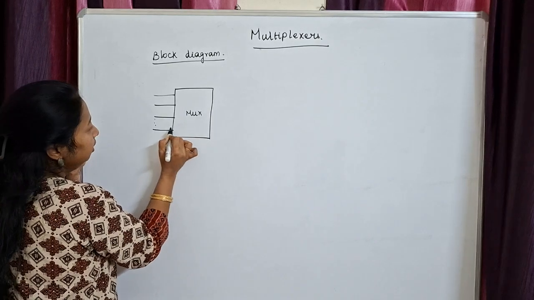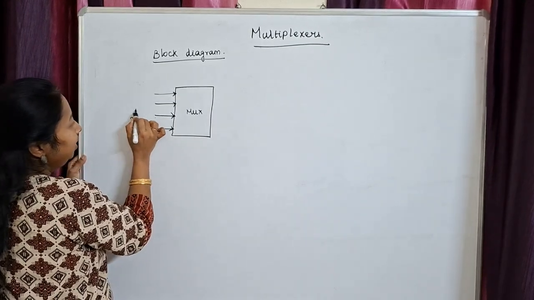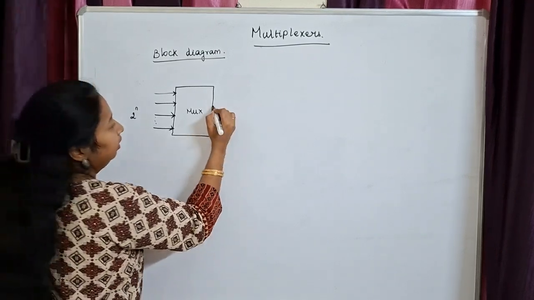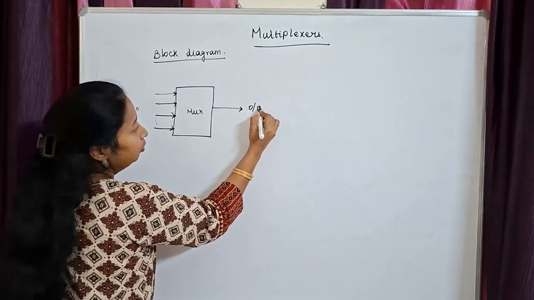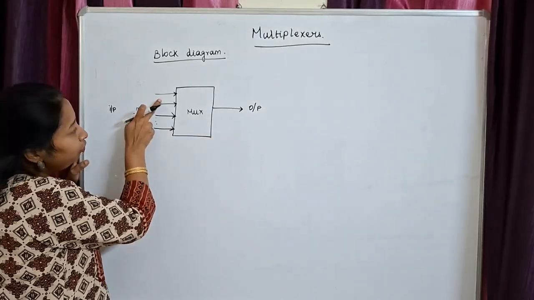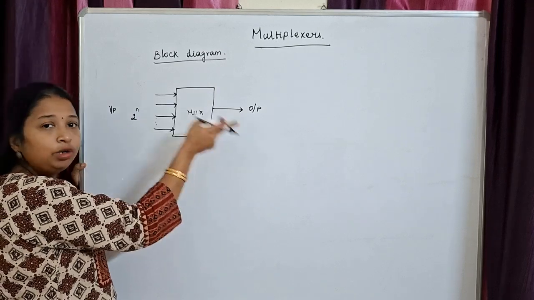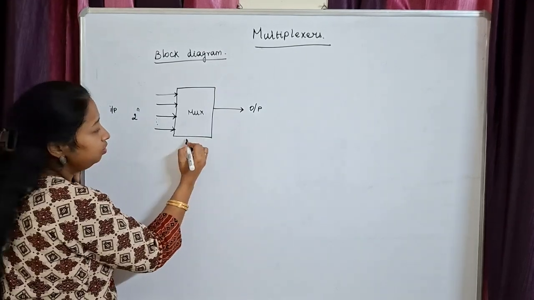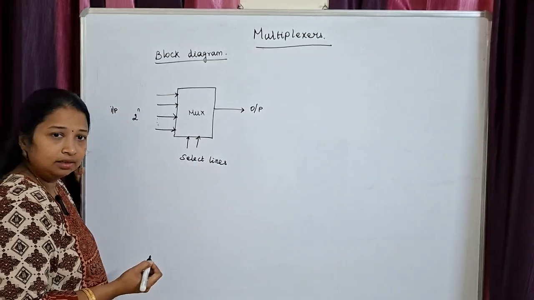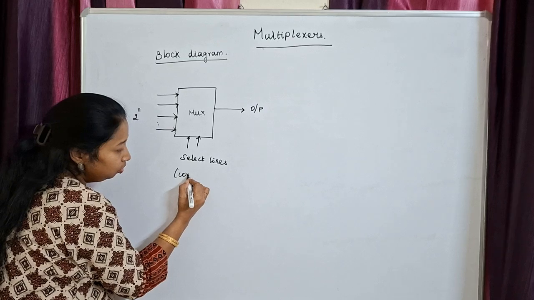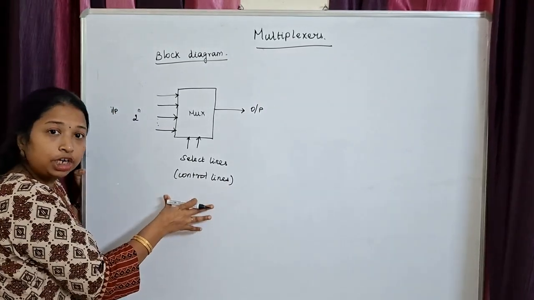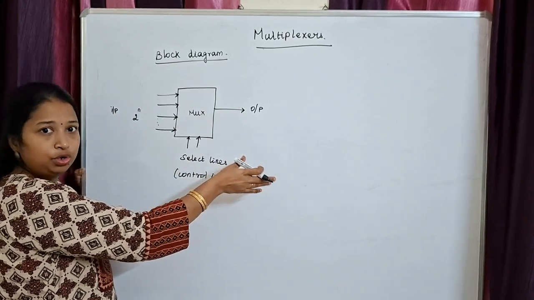Multiplexer can handle 2 power n inputs, multiple inputs. Clear? And it will give you only a single output. This is my input and this is my output. Which input has to be routed to your output is based on your select lines. These are also called control lines, because these lines control which input has to be routed to your output.